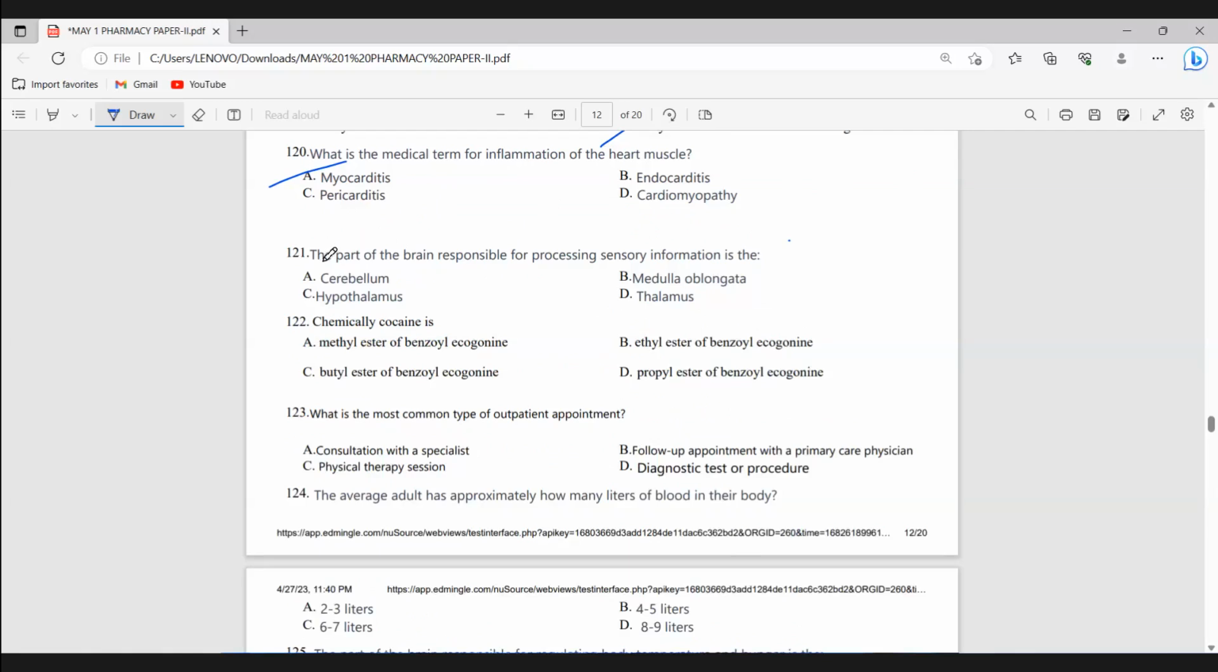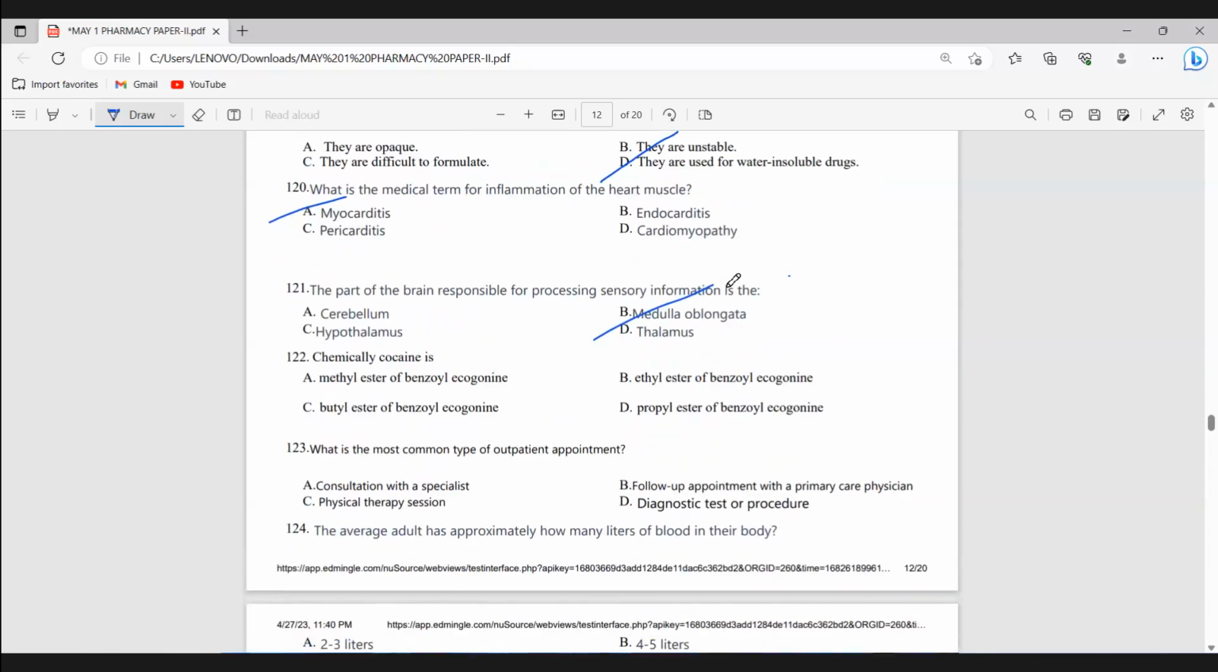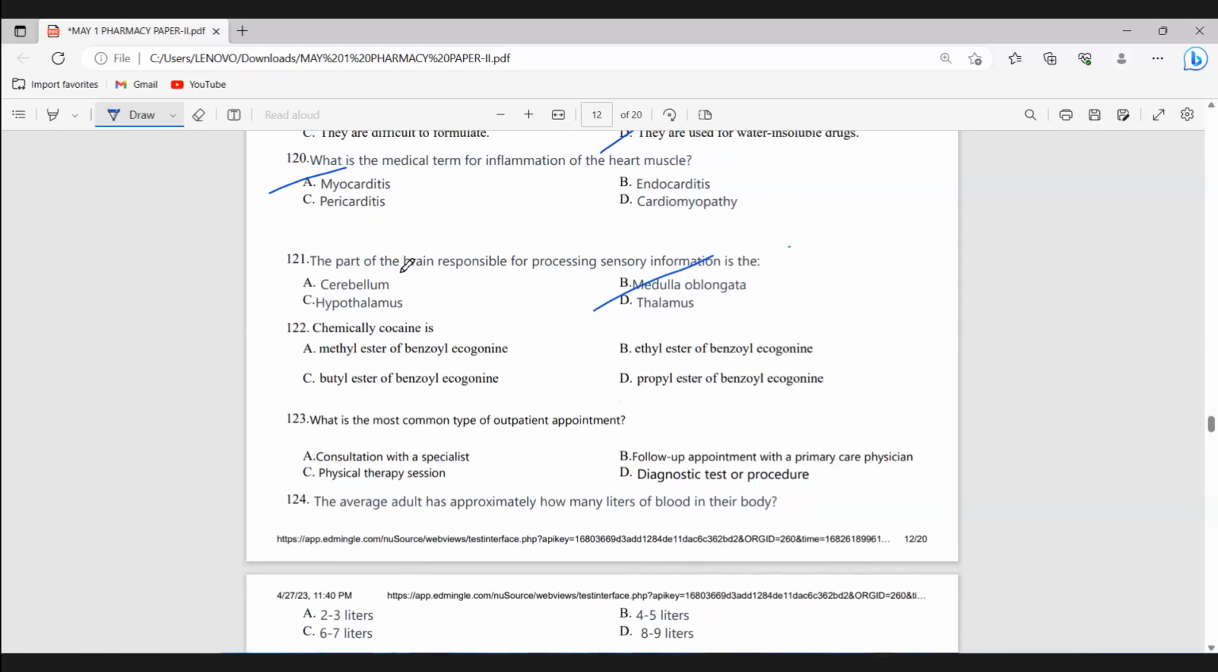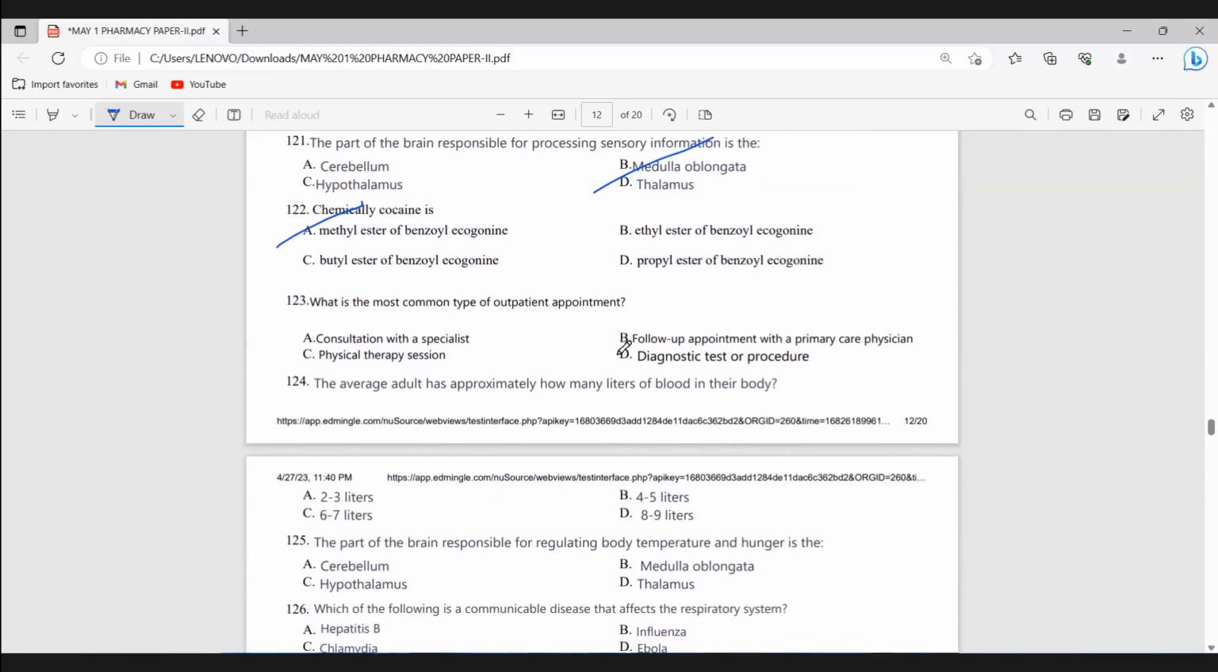Okay. 121, the part of brain responsible for processing sensory information is... they are used for water insoluble drug. It is not the characteristic. Then 122, chemically cocaine is methyl ester of benzyl adenine. Then 123, what is the most common type of outpatient appointment? The most common type of outpatient appointment is a follow-up appointment with primary care physician.